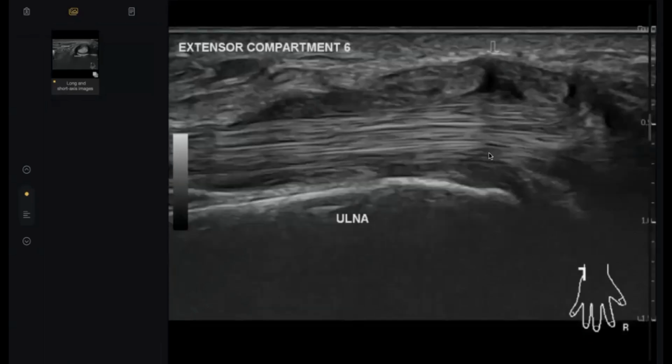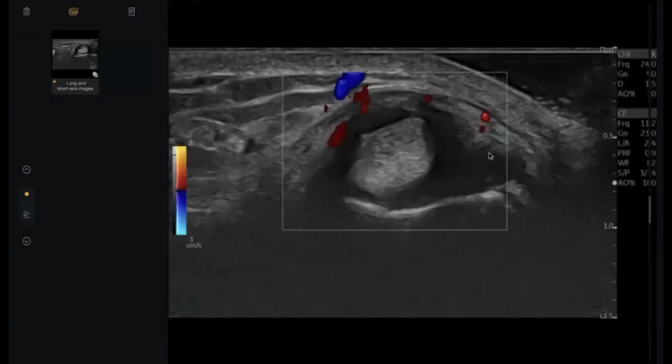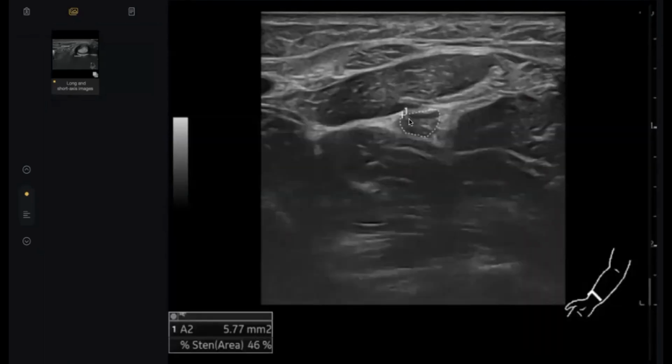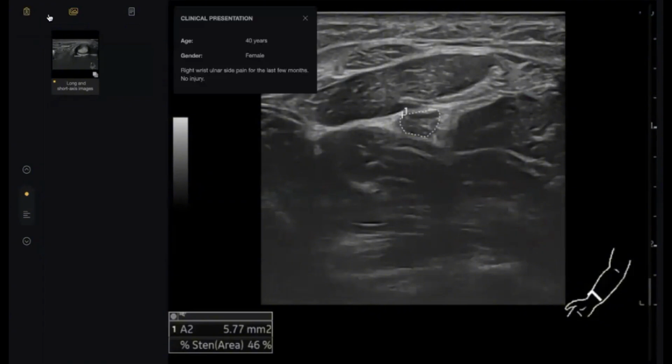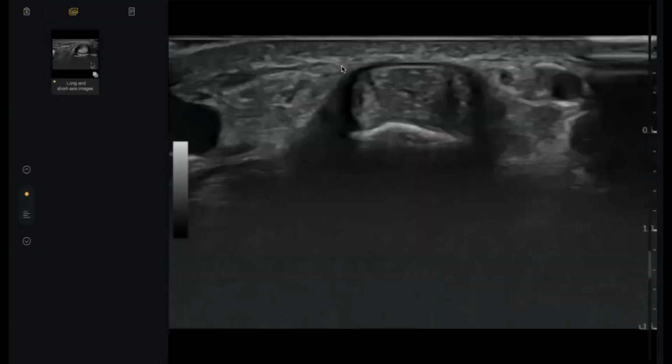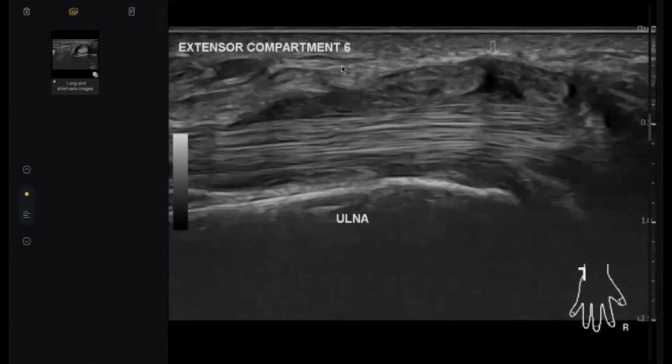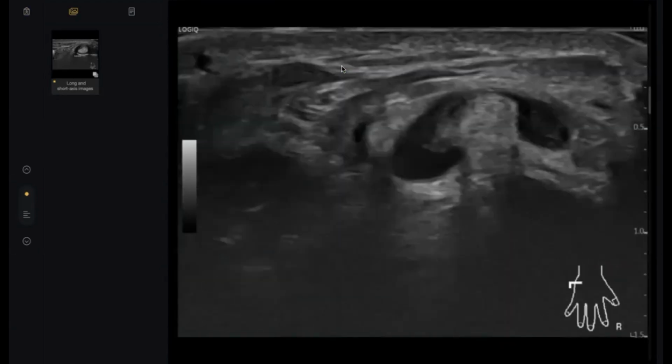Doctor, I think this is a wrist ultrasound. Okay. A 40-year-old female patient with wrist pain. Go on. Okay, so I think this is a tendon basically. I'm not sure which finger it is. Maybe ulnar side.